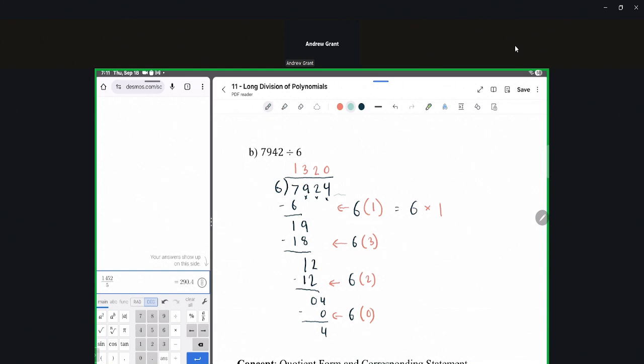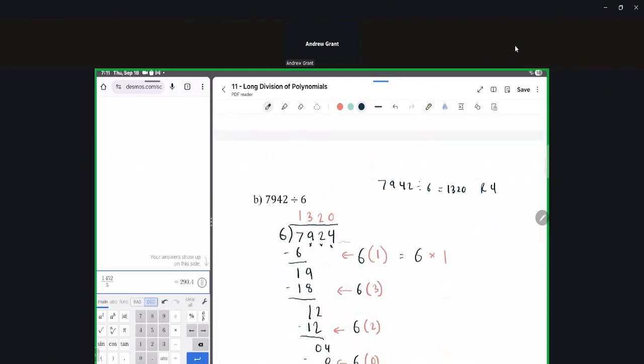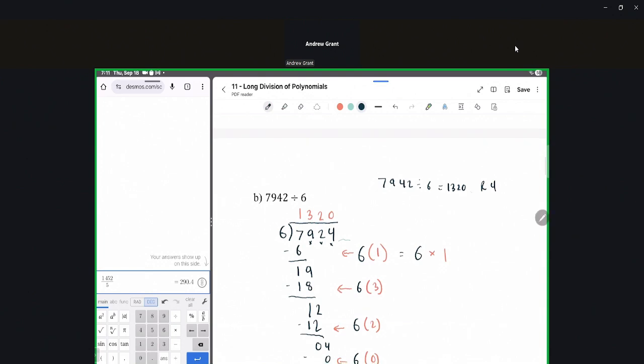And so we could say that 7,942 divided by 6 is equal to 1,320. And then we say it has remainder 4. So we might say like R4. I use more words up here to represent that, but we can also just represent this mathematically as well. So 1,320, comma, remainder 4, if you so choose.